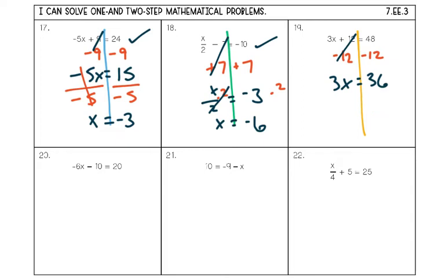Now I'm thinking, what number times 3 equals 36? To figure this out, this is the same thing as dividing by 3. And again, since I see a times 3, I'm going to do the opposite, divide by 3. If I do it to one side, I have to do it to the other side.